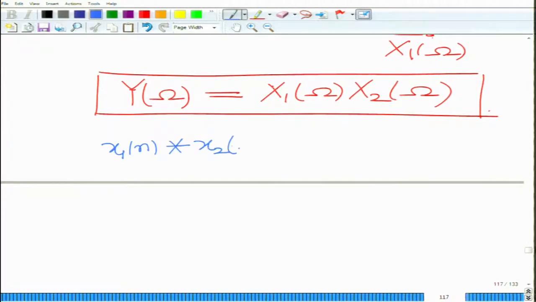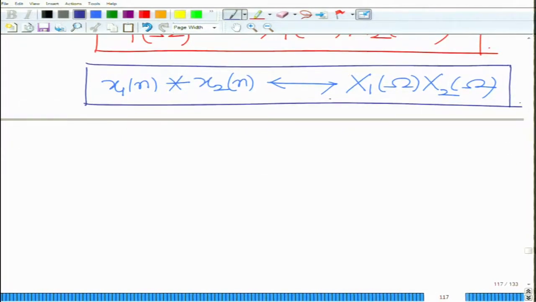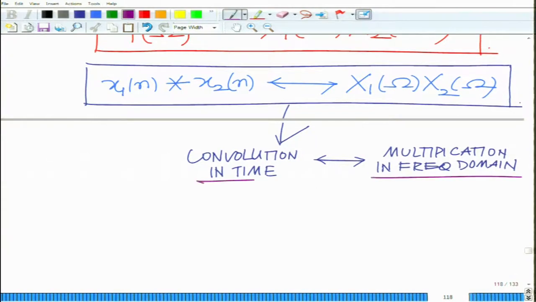So, the net result is that x1[n] convolved with x2[n] has the DTFT X1(omega) into X2(omega). So, convolution in time implies multiplication in frequency, similar to what we have seen several times before. Convolution of two discrete time aperiodic signals leads to a multiplication of their discrete time Fourier transforms. So, basically I can summarize this as convolution in time corresponds to multiplication in the frequency domain.